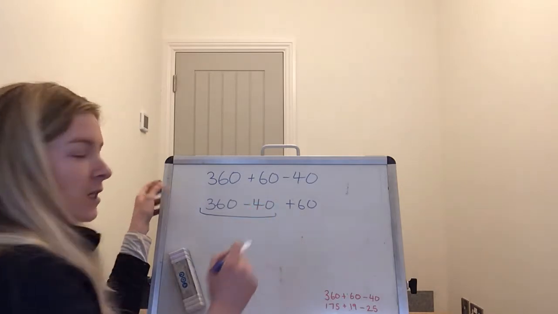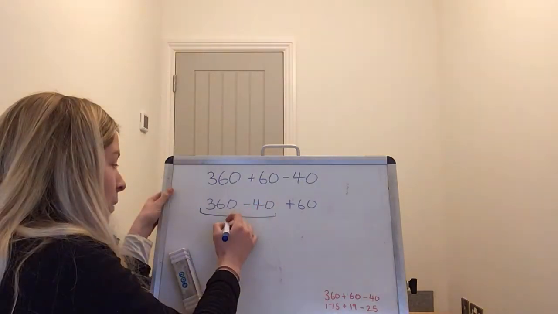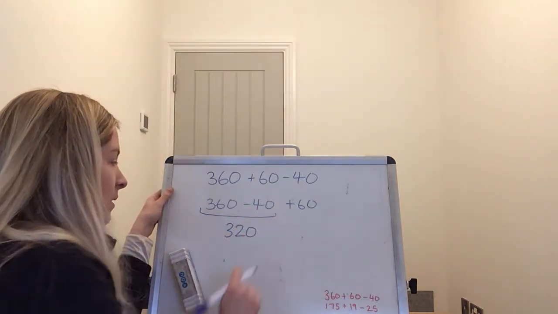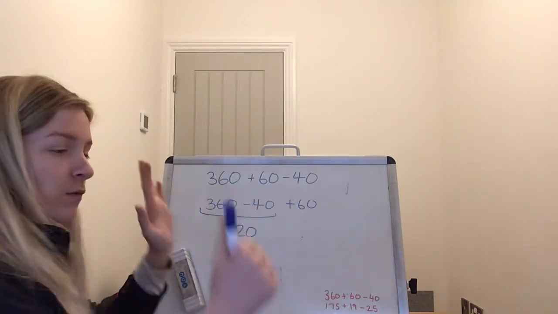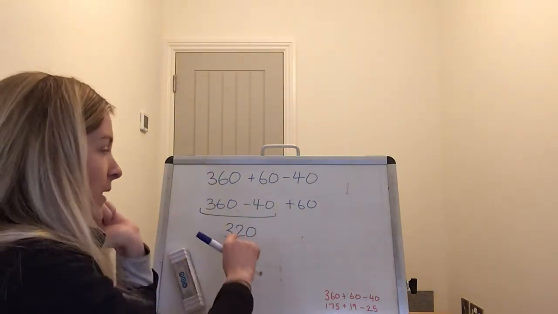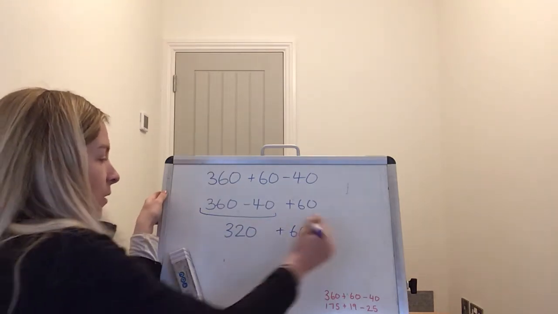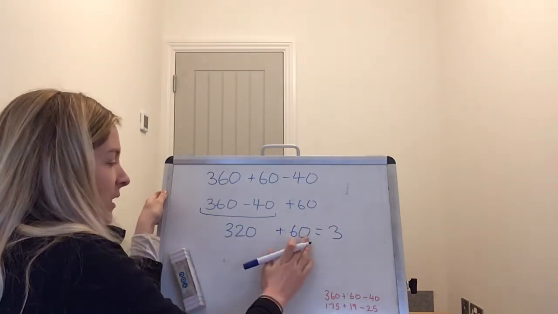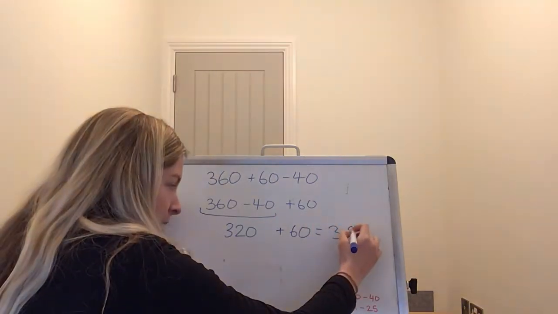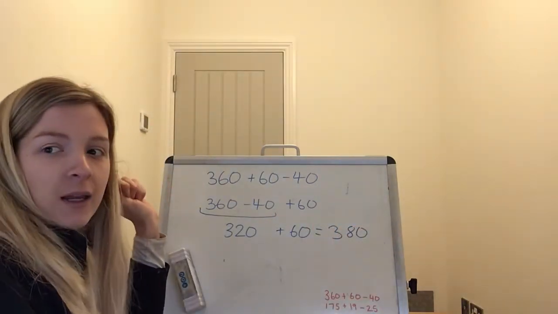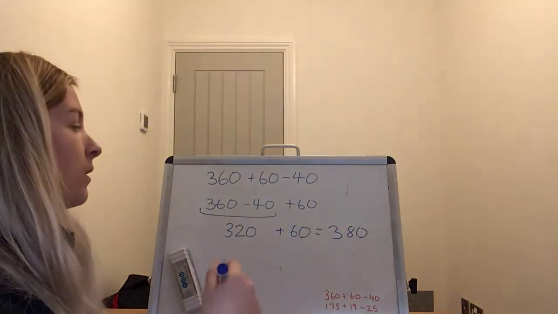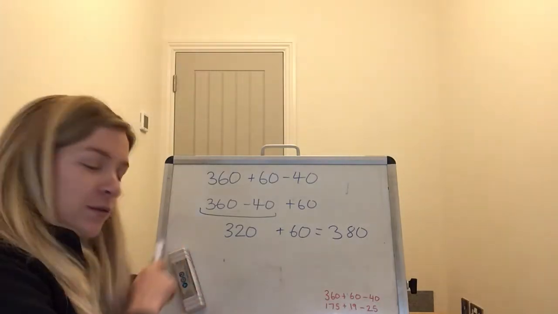So 360 take away 40 leaves me with 320, because 6 tens take away 4 tens leaves me with 2 tens. And then all I have to do is add the 60, still got 300, 20 add 60 is 80, 380, okay? Let me put one up here for you to have a go at.